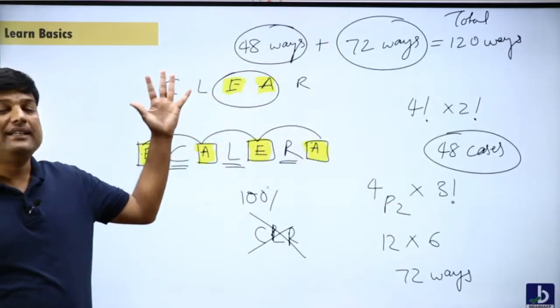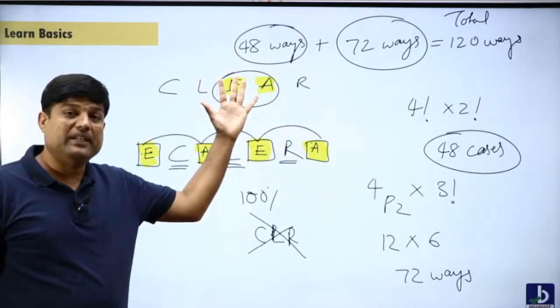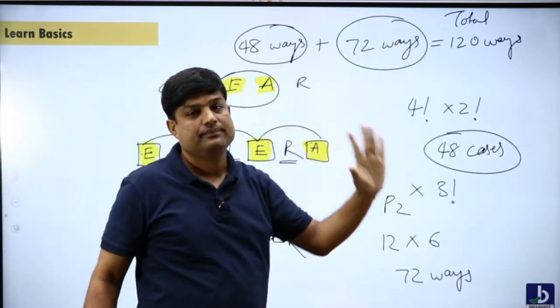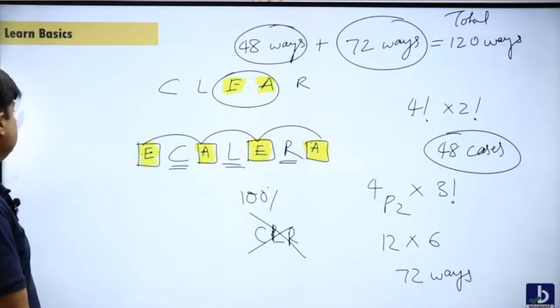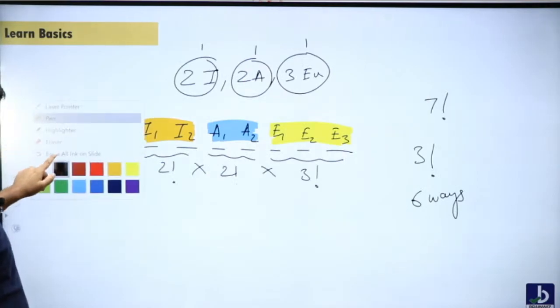Look, how many people are there in CLEAR? 5. How many ways can 5 people be arranged? 5 factorial, we got it. So this is how we get this thing. Let's try to have a look here.